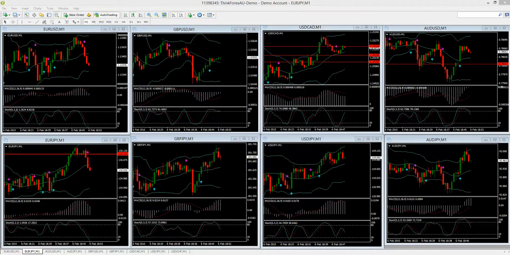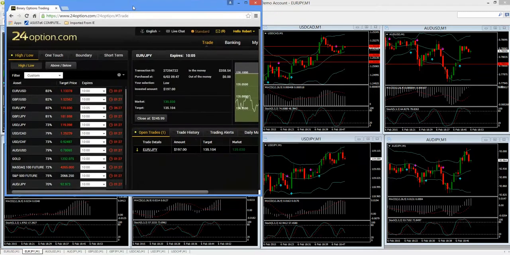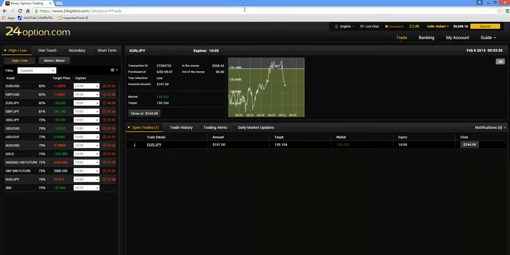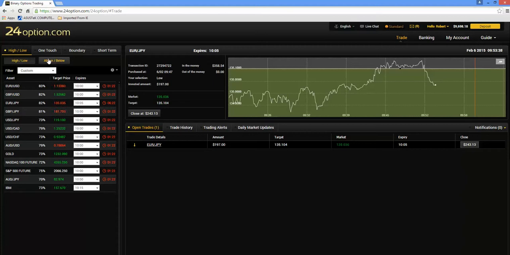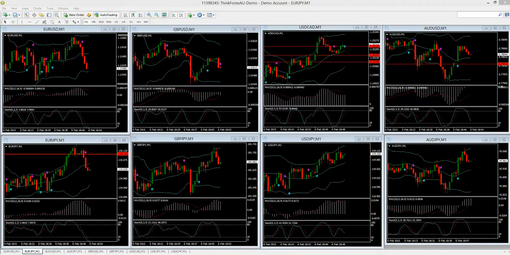Going to show you another live trade here. Got a trade in motion right now, and here it is. The Euro Yen, joined at 135.104, sold a put in there. Currently market's at 135.039, so got about six pips profit in this. It's moved down nicely, and we still got 10 minutes left in this trade. So hopefully it hangs in there, but let's go have a look at it.